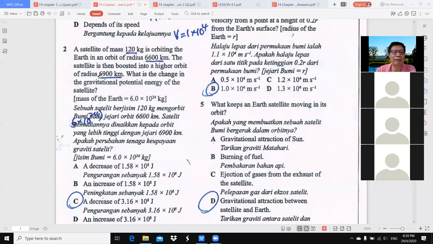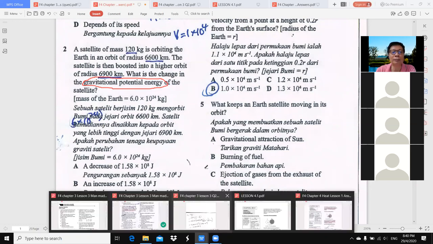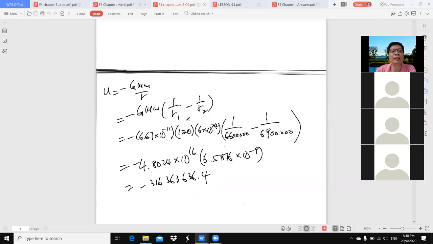Remember, there's another important formula to find gravitational potential energy in this man-made satellite. Okay, so the answer is C, but how to get C, I show you here. Look at here. The solution is here. Can see, everyone, look at here. This is the formula to find gravitational potential energy. U is gravitational potential energy. It's negative, because this potential energy is going up against the gravity. Gravity is coming down to the Earth.